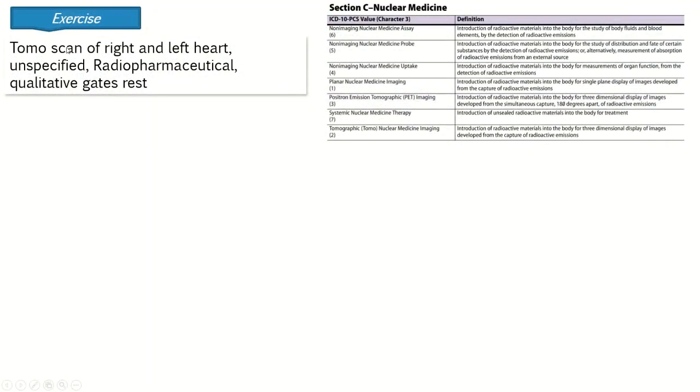All right, so we've got a tomo scan of right and left heart, unspecified radiopharmaceutical, qualitative gates rest. All right, coders, what is the root type? I'm going to give you a second or two, but if you want to pause, go right ahead.